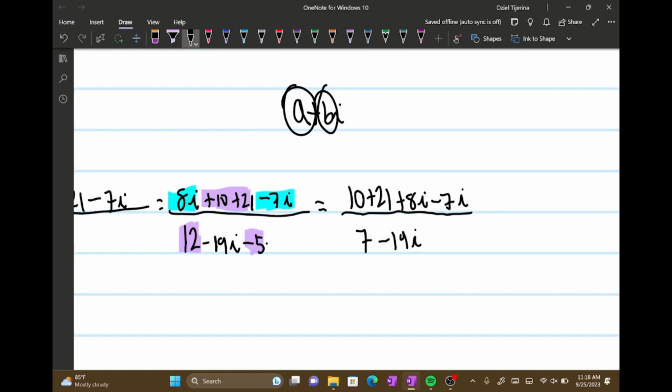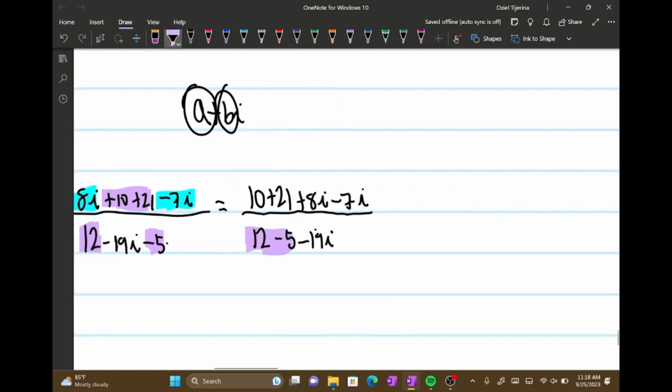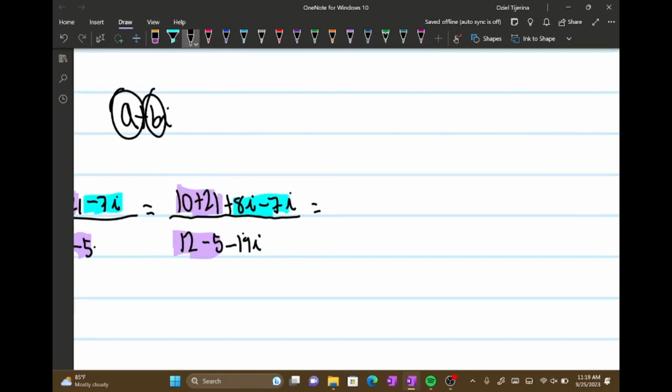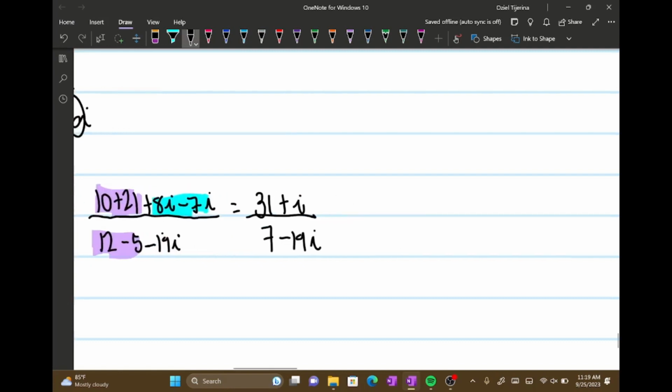However, and again, I'm just gonna do 12 minus 5 minus 19i, and so here we have this, and then we have the minus 19i. So then, just simplifying again, we're just going to go ahead and add and subtract these things here. Okay, guys, this becomes 31 plus i over 7 minus 19i.